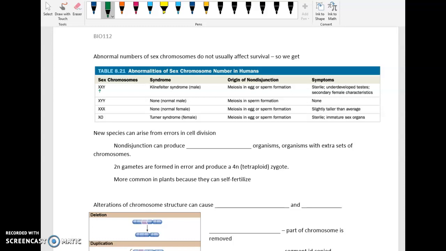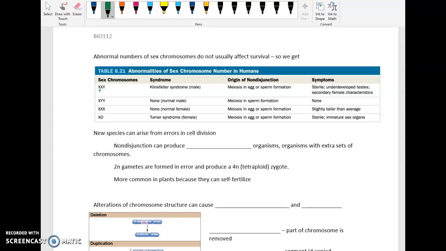I believe that they did a study and they found that XYY males were more likely to be in prison, but I'd have to check on that. XXX females appear normal, slightly taller than average, and XO females end up with Turner syndrome. So it is possible to have abnormal numbers with the sex chromosomes. It is not as possible with the autosomal.